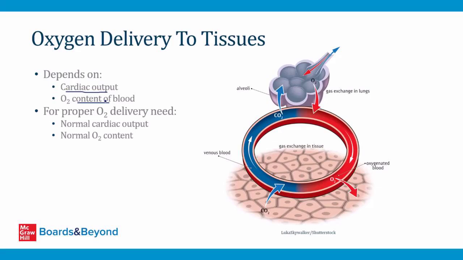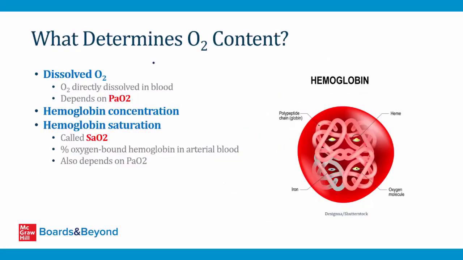So the bottom line, although this is fairly obvious, but we need to say this at the outset, is that for proper oxygen delivery to tissues, we need a normal cardiac output and we need a normal oxygen content of blood. So let's talk about what determines the oxygen content of our blood. Well, it's determined by three things, and they're all shown on this slide.